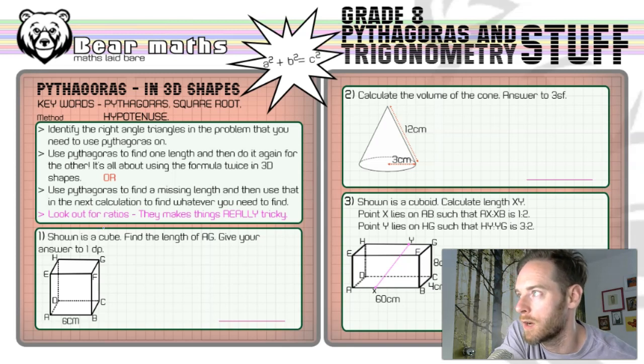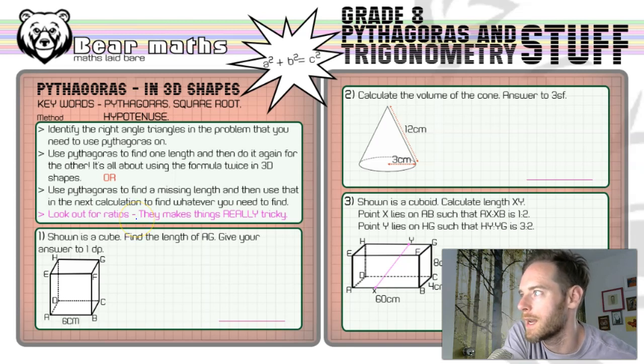So the keywords are Pythagoras, square root and hypotenuse, same as they are in the Pythagoras video. In fact, Pythagoras helps you work out missing lengths in right-angled triangles, and we're going to find those right-angled triangles in these 3D objects. We're going to slice up these 3D shapes and find some right-angled triangles. And square root is how you undo a square number. It's the inverse thing. And the hypotenuse is the longest side of a right-angled triangle. It's the side that we label C. The theorem itself is a squared plus b squared equals c squared. Should know that by now.